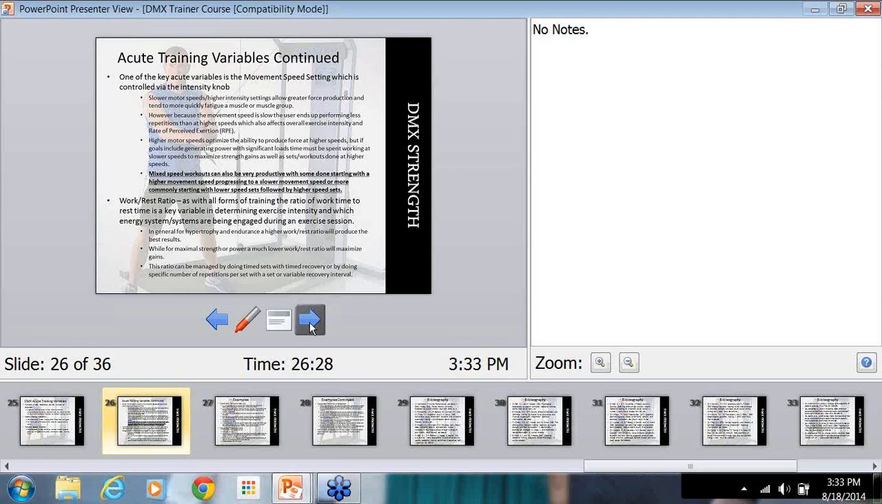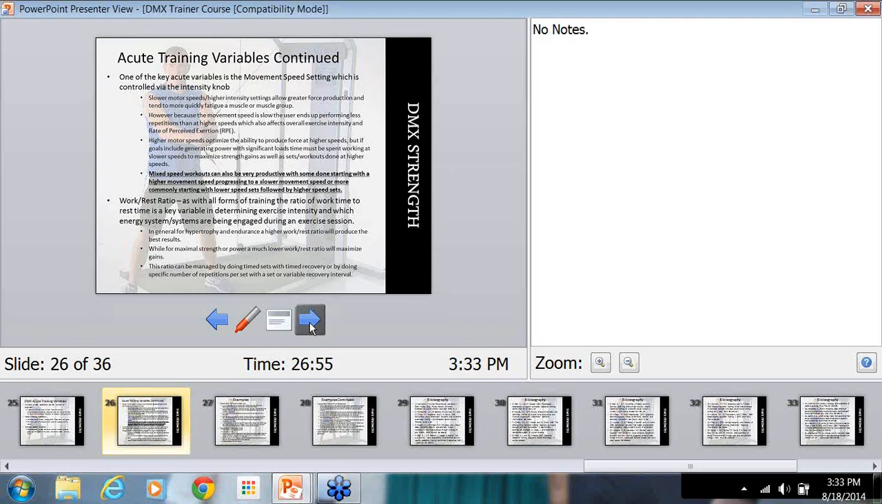Now, higher speeds, which is lower intensity. I know that sounds odd, but that's exactly what it is. Higher motor speeds on DMX optimize the ability to produce force at higher speeds. But if your goals include generating power with significant load, time must be spent working at slower speeds as well as faster speeds so that you maximize strength gains, as well as doing sets and workouts done at higher speeds. You want to work at both ends if those are your goals.